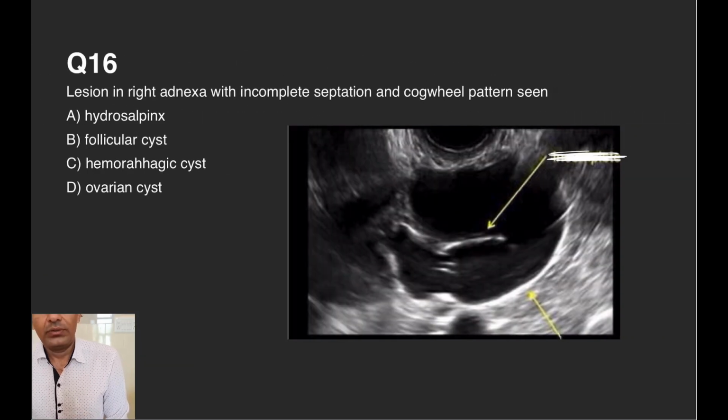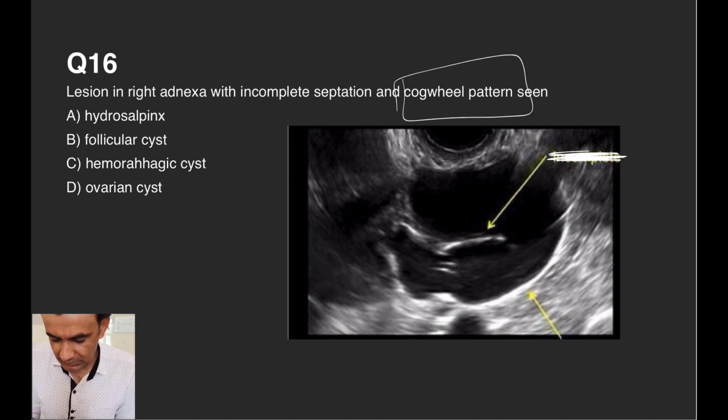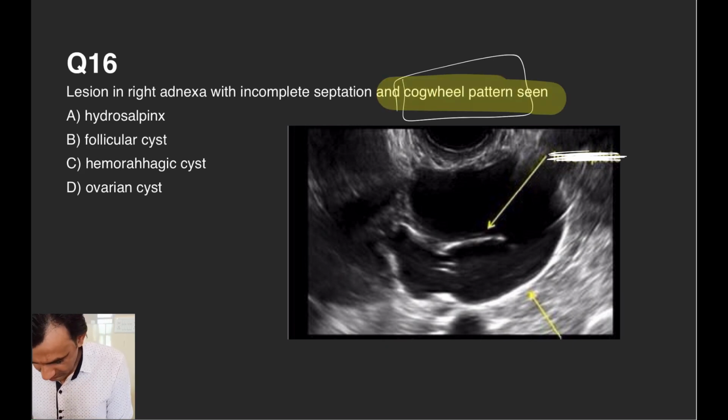Question number 6. A lesion in right adnexa with incomplete septation and cogwheel pattern. The word cogwheel pattern is mentioned. This is a buzzword, we want to hear this. The image showed these incomplete septa. This is hydrosalpinx.